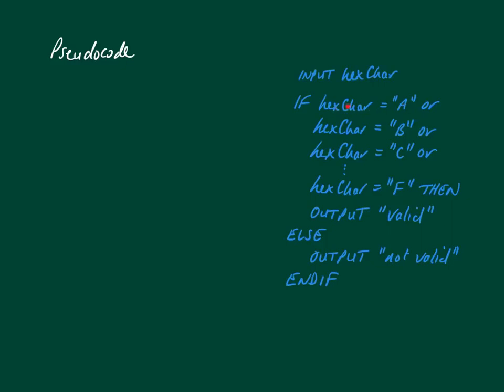So you say if the hex char is equal to A, or if the hex char is equal to B, or hex char is equal to C, or D, or E, or hex char is equal to F. I've just shortened it for space there. Then output the word valid. If the hex char is not A, B, C, D, E, or F, then you can output not valid. Hopefully that's clear. But in pseudocode, a case statement for exactly the same program would look like this.